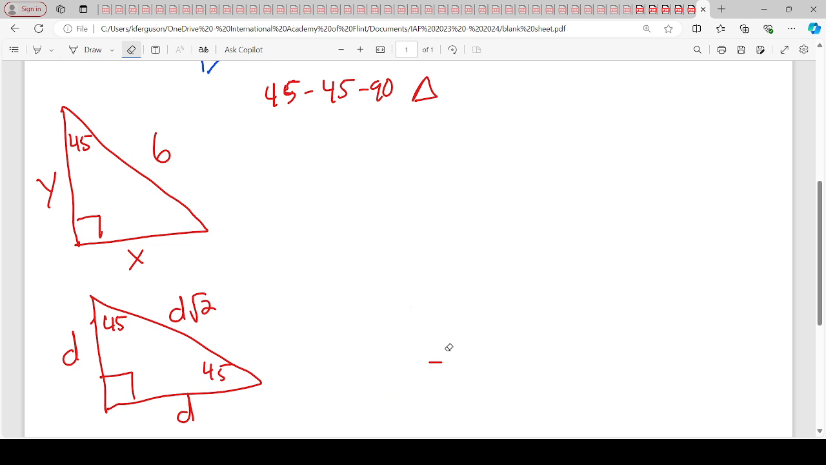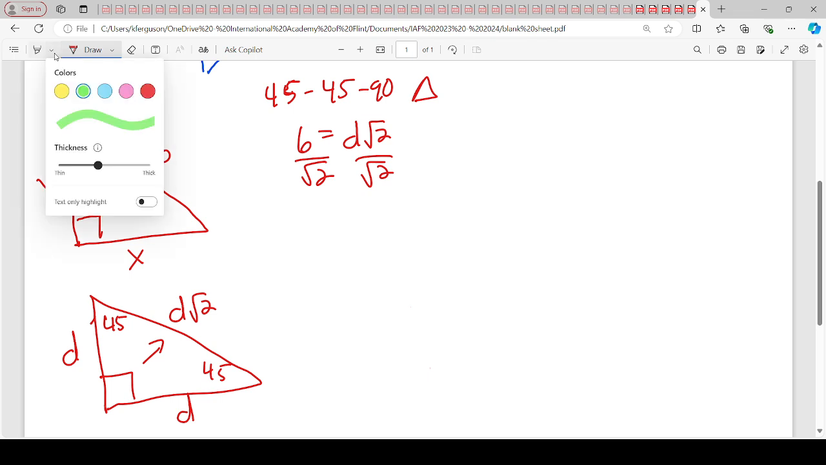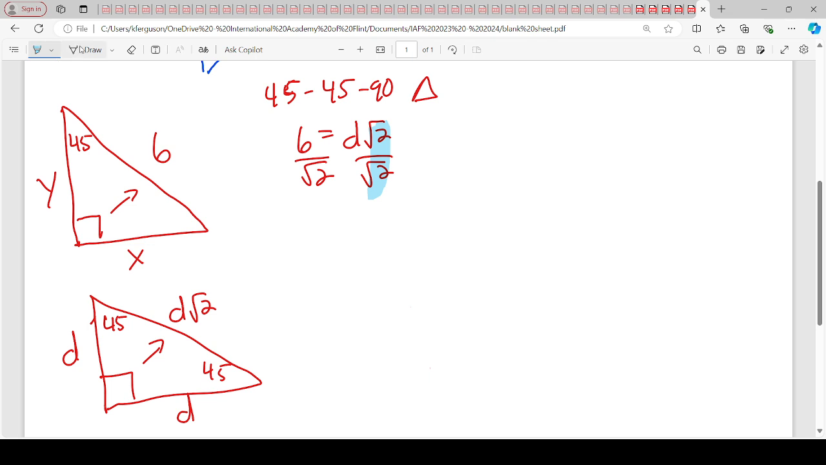Now we're going to do the more challenging way. If we give you d, then it's easy. You just multiply d times the square root of 2. But if we give you this one, you're going to have to do some equations. So 6 is in the spot across from the right angle. So that means 6 is going to equal d times the square root of 2. So that's not going to work. So I need to divide by the square root of 2. These two things are going to cancel off. And I'm going to get 6 over the square root of 2 equals d.